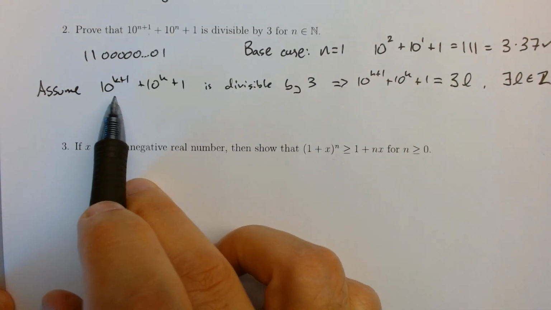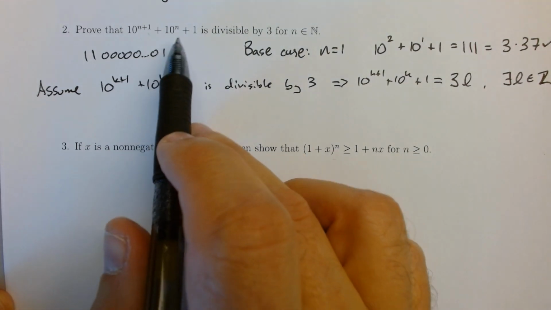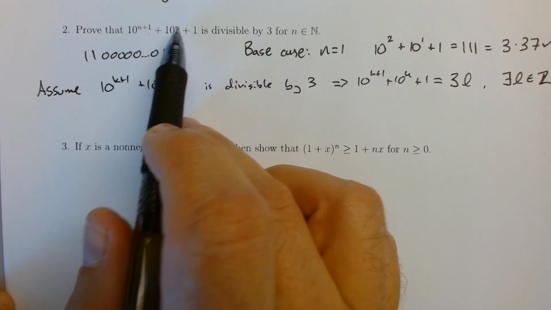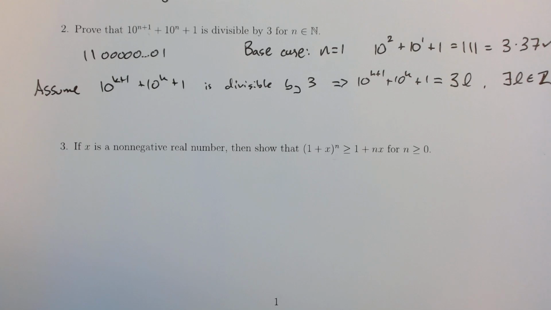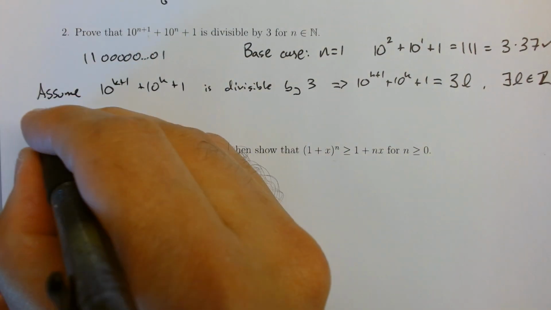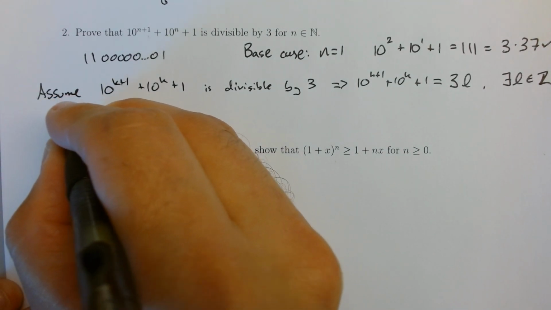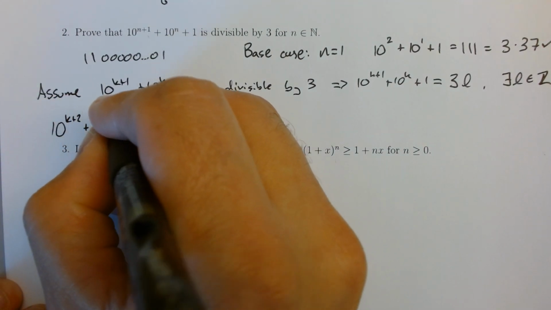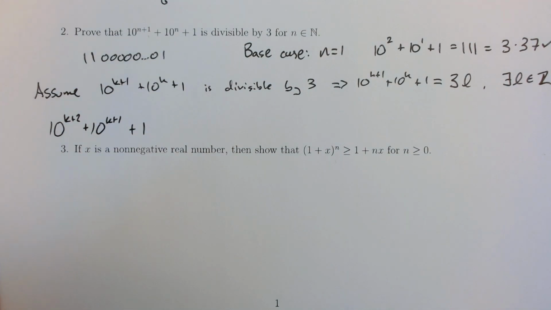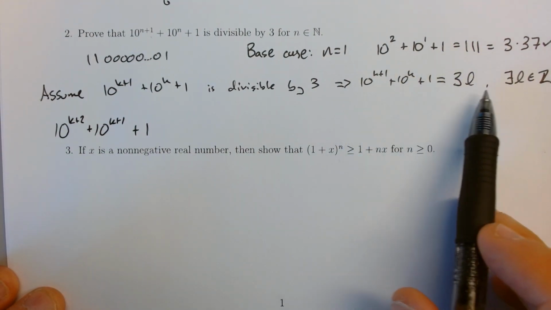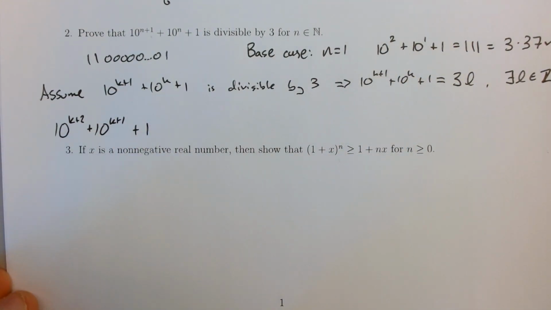So now we want to show that the next case, if I replace the n's in here with k plus 1, is also divisible by 3. So let's look at it. If I put a k plus 1 in for each of these n's, I get 10 to the k plus 2 plus 10 to the k plus 1 plus 1. Now I need to somehow get something like this inside of this.